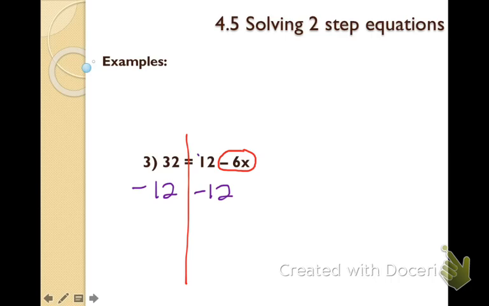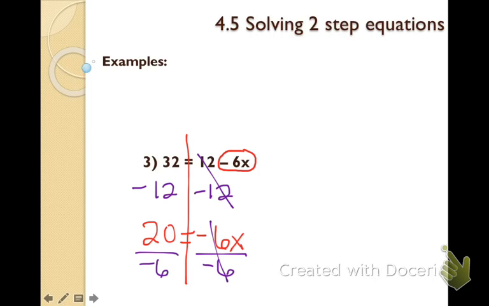12 minus 12 is 0. So on the right side, I'm left with negative 6x. Don't forget to bring the negative sign down. It equals 32 minus 12, 20. Now I have the variable term by itself. So my next step, I need to divide both sides by negative 6.